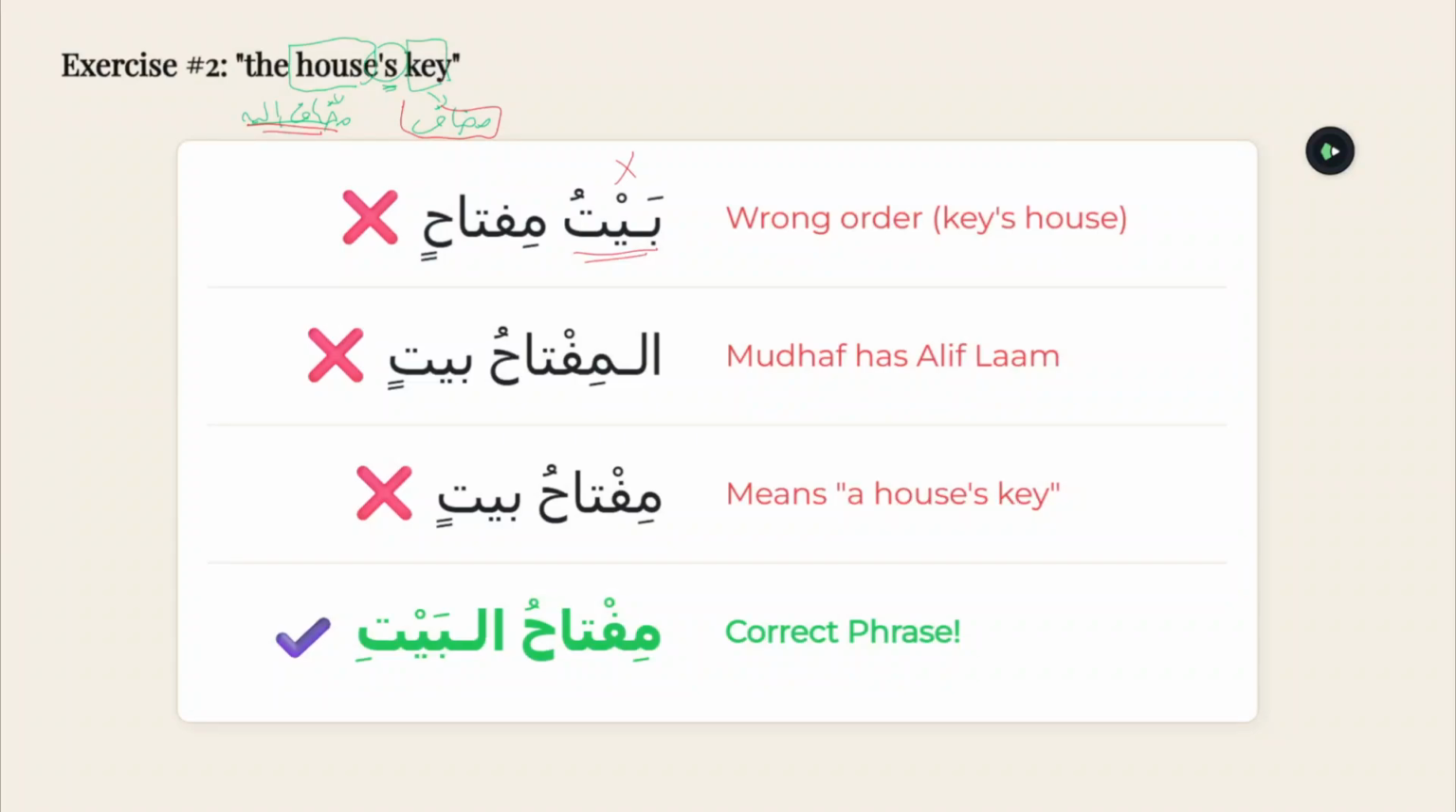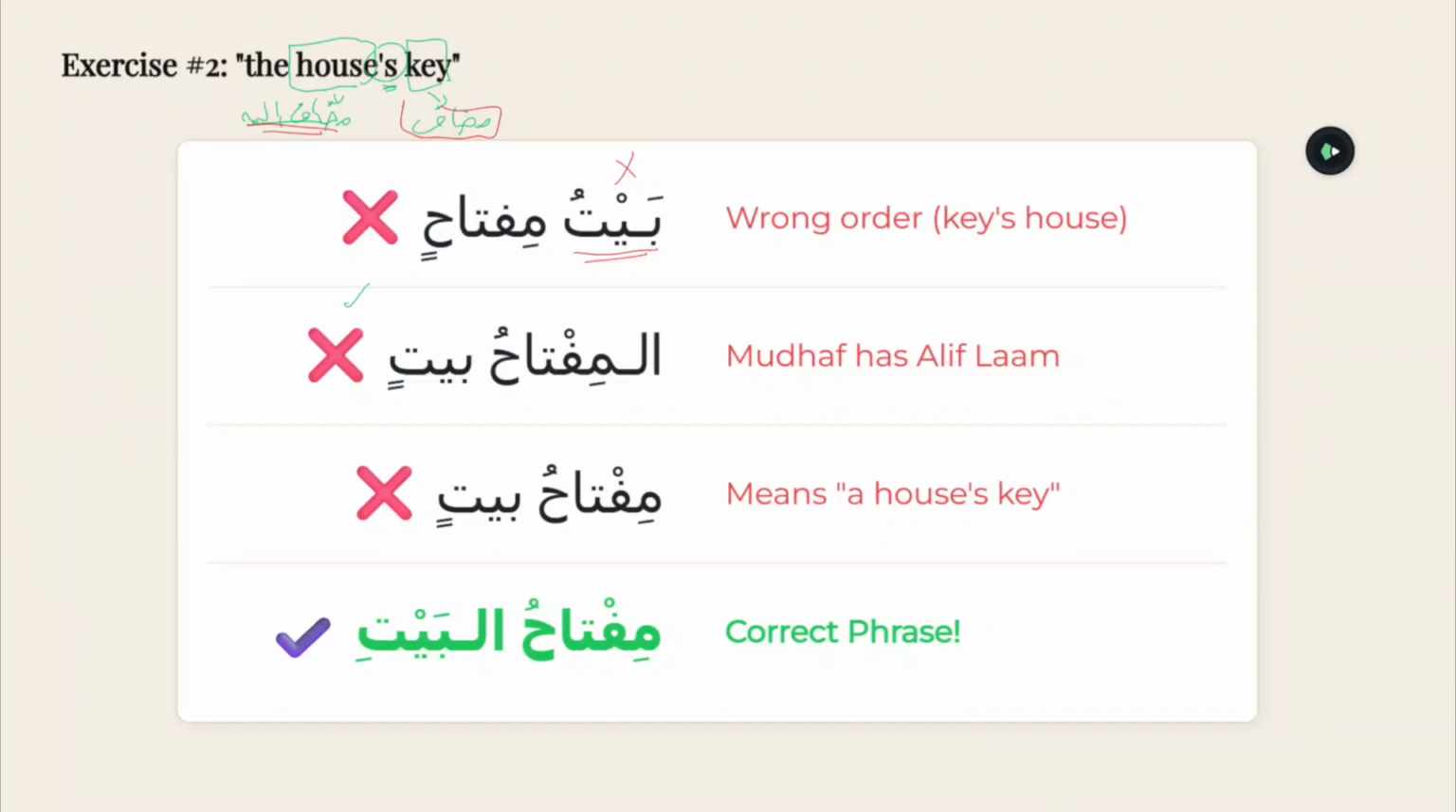This phrase baytu miftahin means a key's house, like the house belongs to the key. That's not what we're saying. We're saying the key belongs to the house. Okay? So baytu miftahin, if you're translating the house's key, that would be incorrect. Al miftahu baytin. Now we've changed the order, so rule number 1 is good to go.